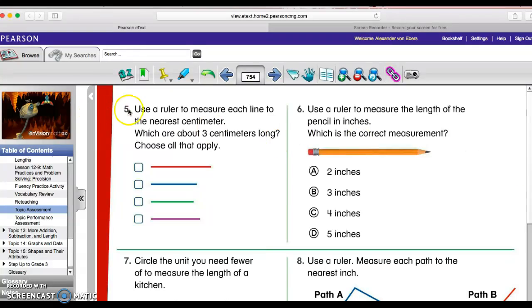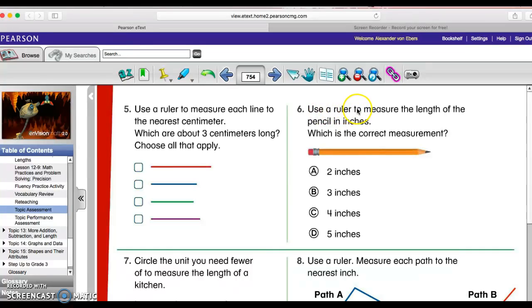Okay, number five, use a ruler to measure each line to the nearest centimeter. Which are about 3 centimeters long? Choose all that apply. So that means it could be one answer, two answers, three answers, or four answers. It could be all four, it could be three or two or one. So measure all of these, which are about 3 centimeters long.